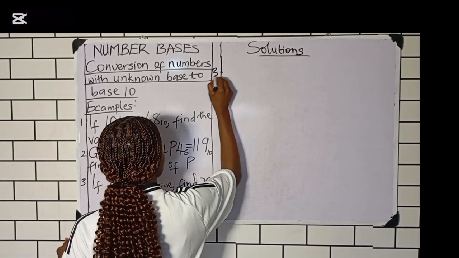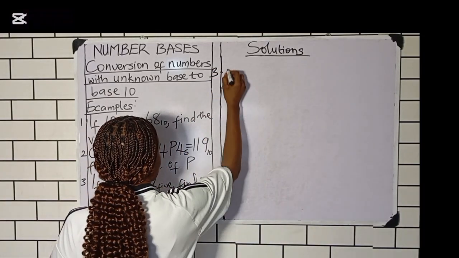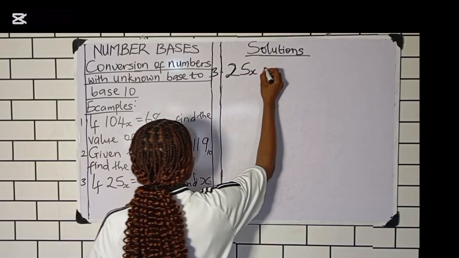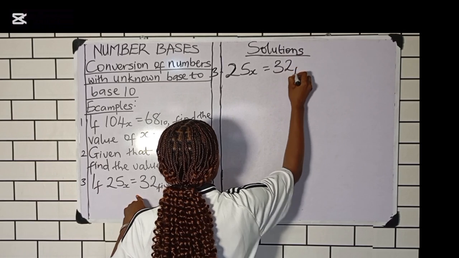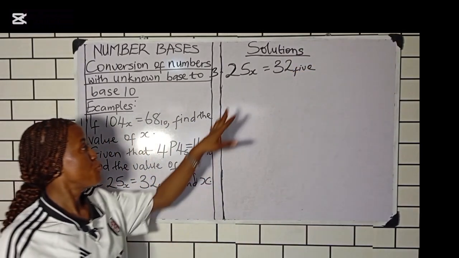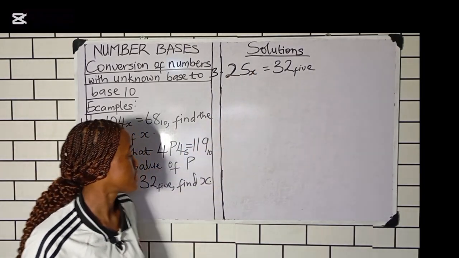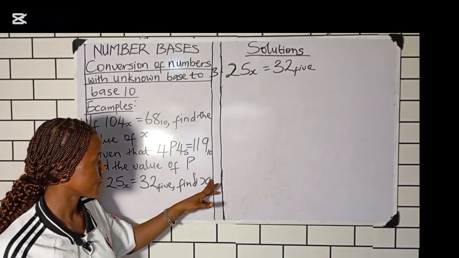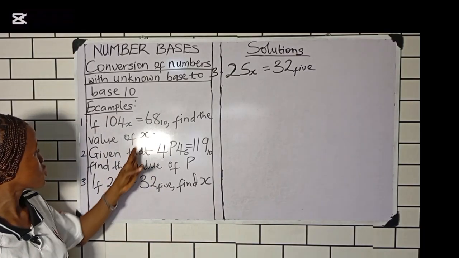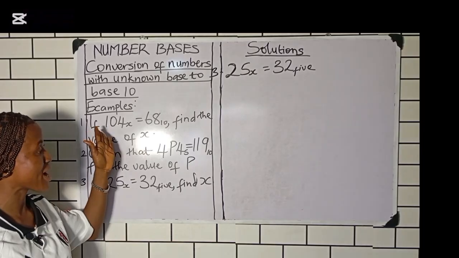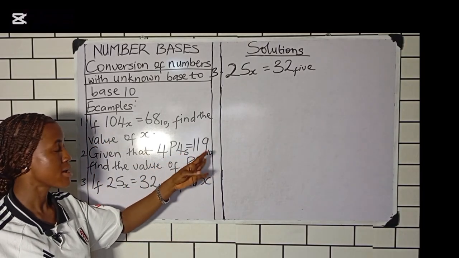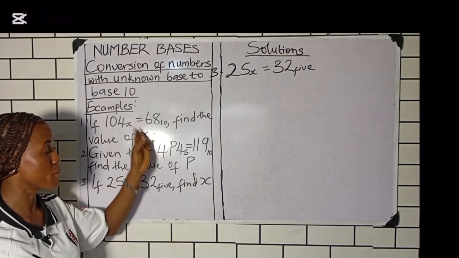Question number 3. We have 25 base s is equals to 32 in base 5. What are we going to do here? Here we're going to convert both sides to base 10 before finding the value of s. Unlike what we did in number 2 and 1, we just converted only the left hand side to base 10 because the right hand side is already in base 10.